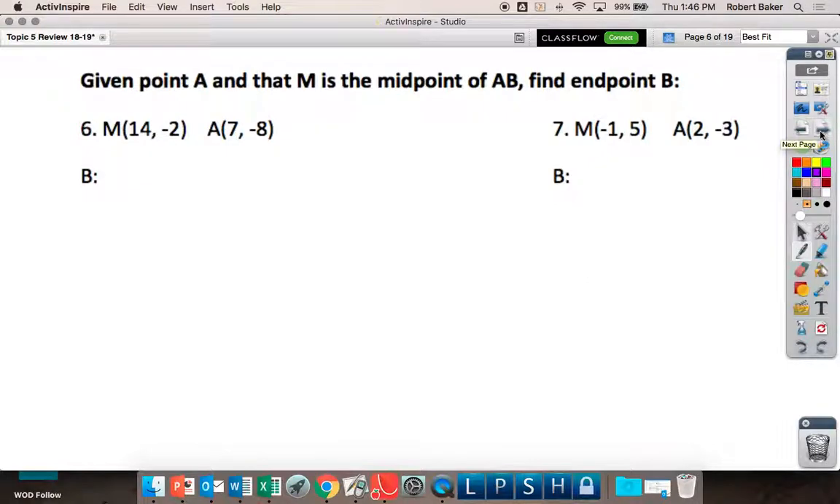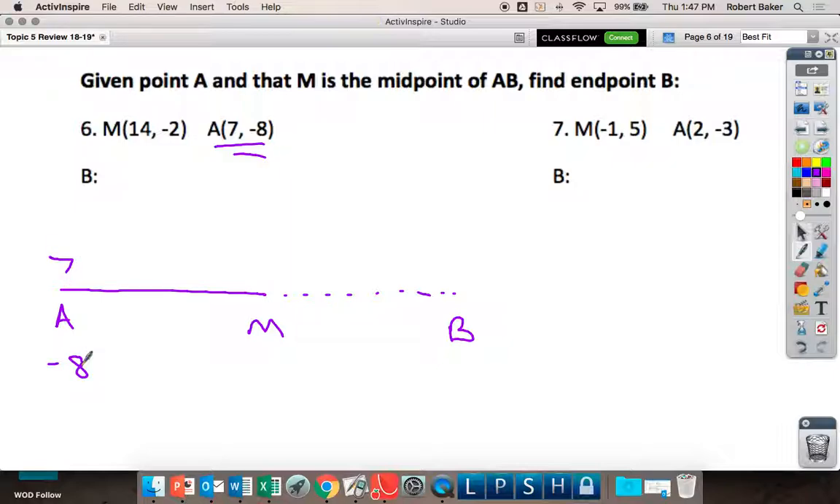The rest of this is your last coordinate plane question. You guys did really well with this when we talked about it, but it's been quite a long time. It says, given point A and M is the midpoint of AB, find the other endpoint B. So you have a line. You have A, you have a midpoint, and you're trying to find B. It says A is at 7, -8. The midpoint is at 14, -2.